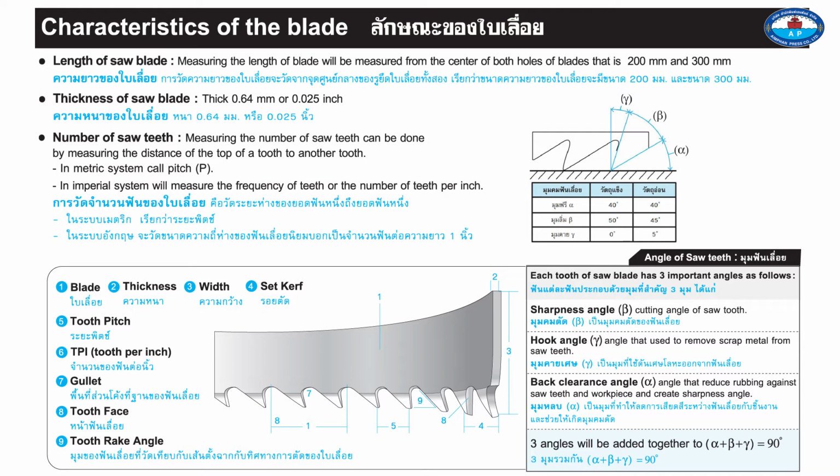Each tooth of a saw blade has 3 important angles as follows. Sharpness angle, the cutting angle of the saw tooth. Hook angle, the angle used to remove scrap metal from the saw teeth. Back clearance angle, the angle that reduces rubbing between the saw teeth and workpiece and creates the sharpness angle. The 3 angles are added together.